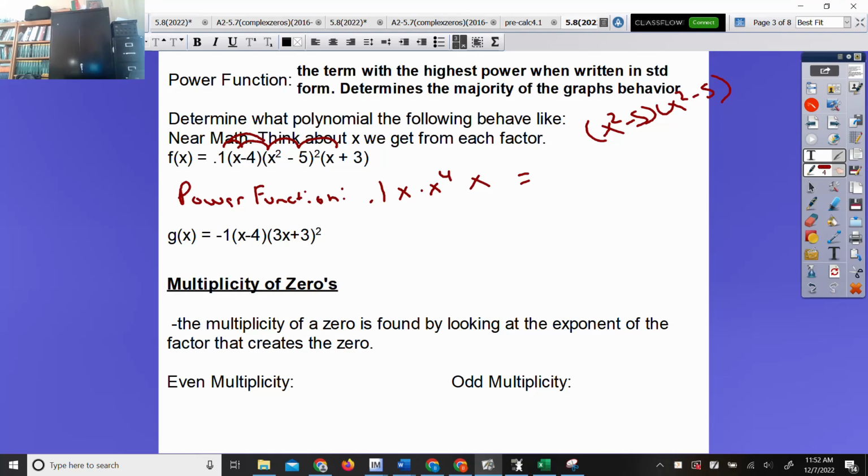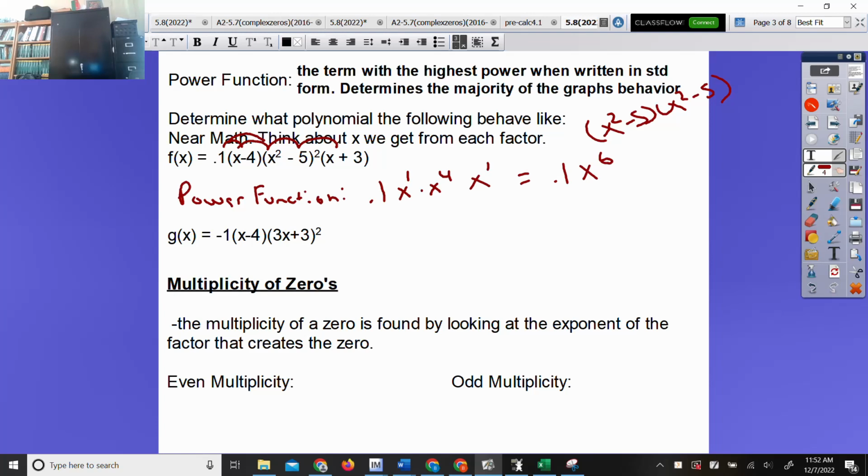A tenth of x to the sixth. So we get 1/10 of x to the sixth because these had understood ones as exponents. And we multiply like terms, we add exponents. So now I actually know how this function behaves. This particular function, how would it start its day? High. How's it end its day? High. It's an even 6.